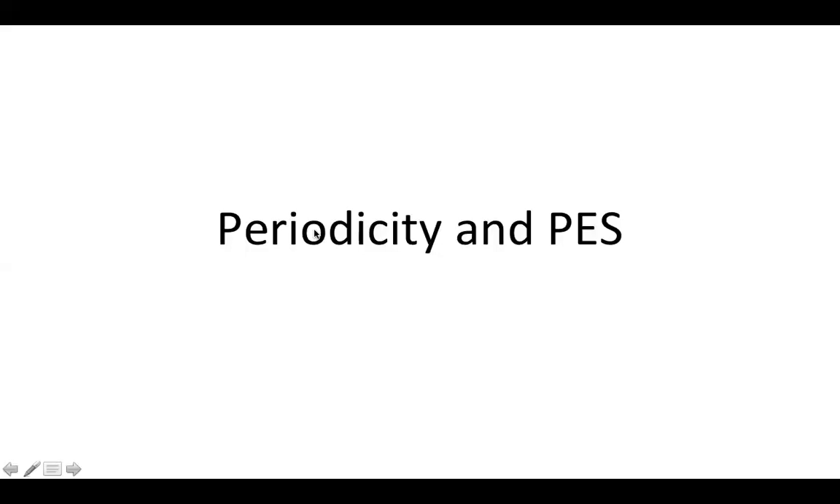All right, so in this video, we're going to look at periodicity and PES. Periodicity is going to be the 5 main periodic trends: atomic radius, ionic radius, electron affinity, ionization energy, and electronegativity. And then PES is going to be photoelectron spectroscopy.